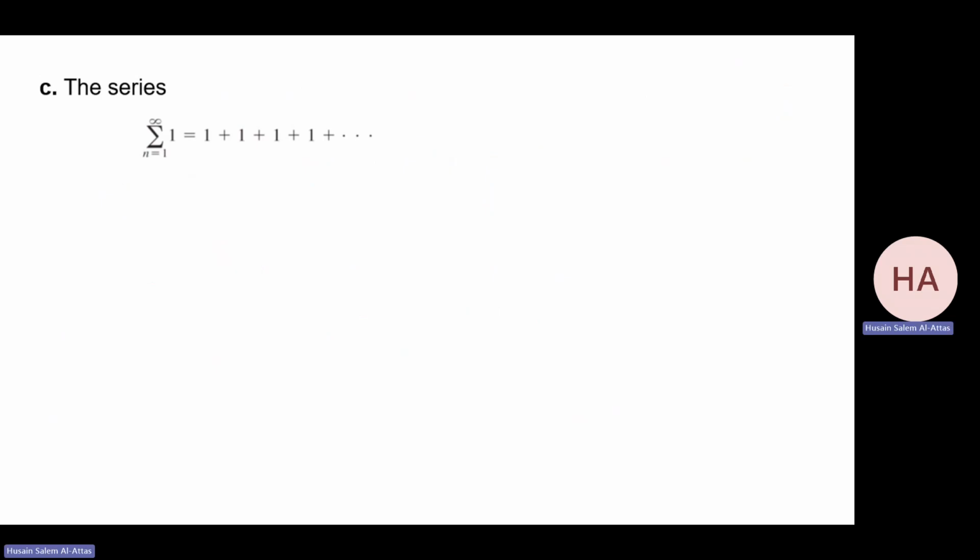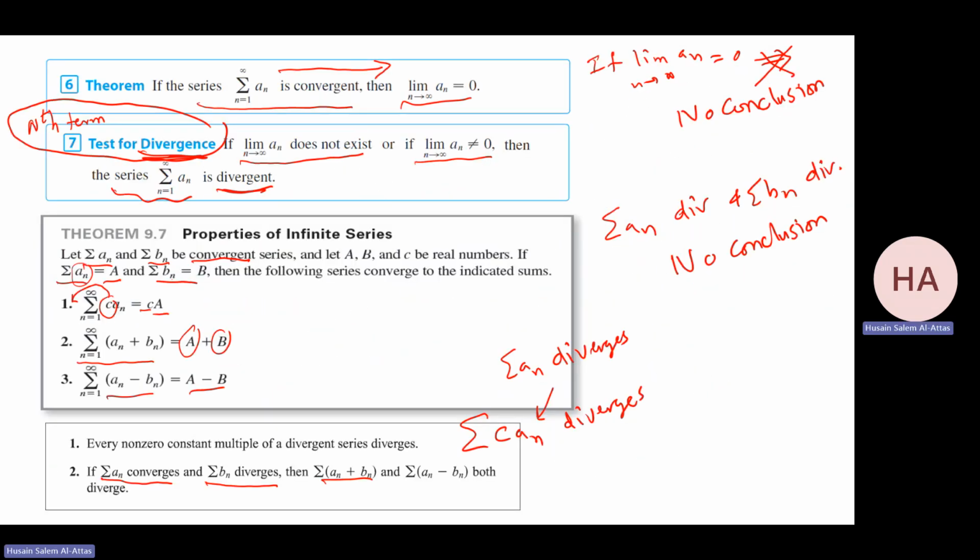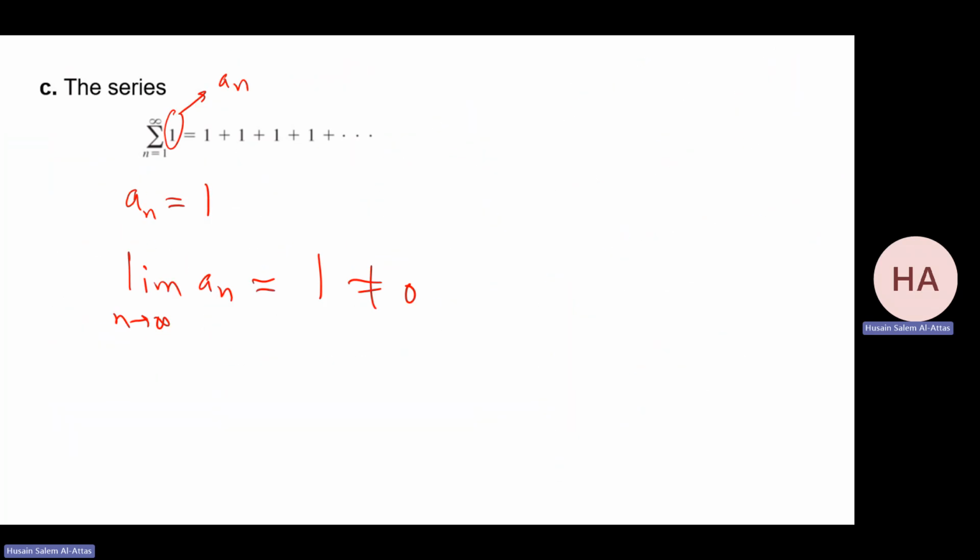Now we look at this series. The nth term is what here? The nth term is 1. This is an. You notice the limit of an as n goes to infinity, since it's a constant, will be 1, not equal to 0. Right away, I look at this test: if the limit is not equal to 0 or does not exist, then we say the series is what? Divergent. So right away, I write that the series diverges.